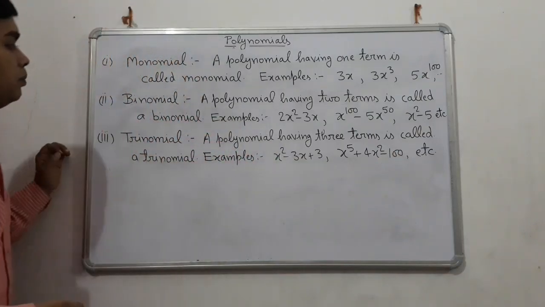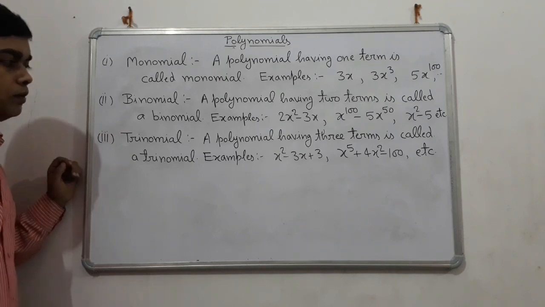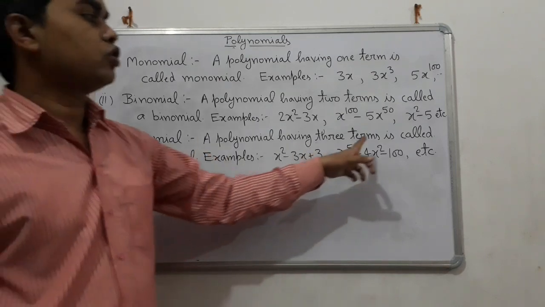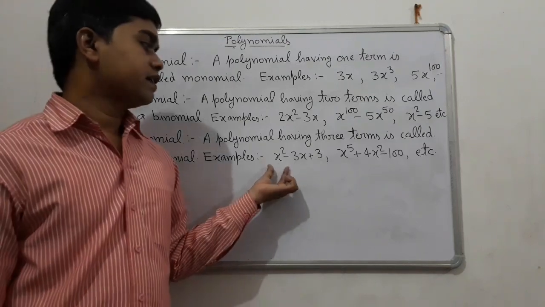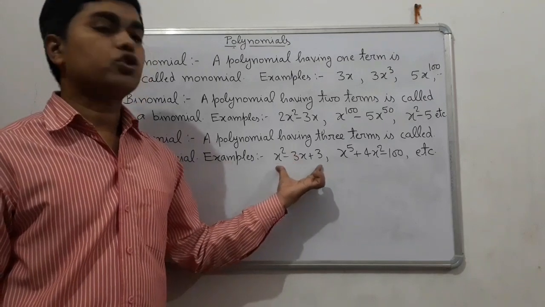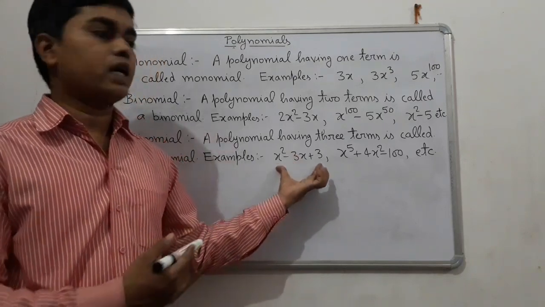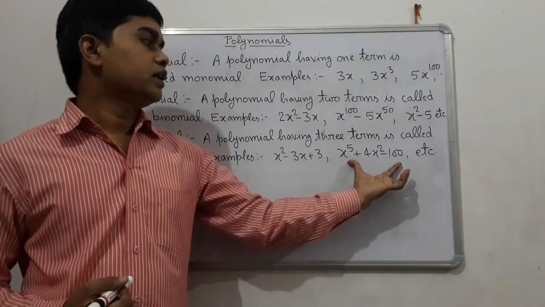So this is a binomial. And third one is trinomial. A polynomial having three terms is called a trinomial. Example: x square minus 3x plus 3. Children, see here we have three terms. So that's why this is a trinomial. Again here we have three terms. So that's why this is a trinomial.